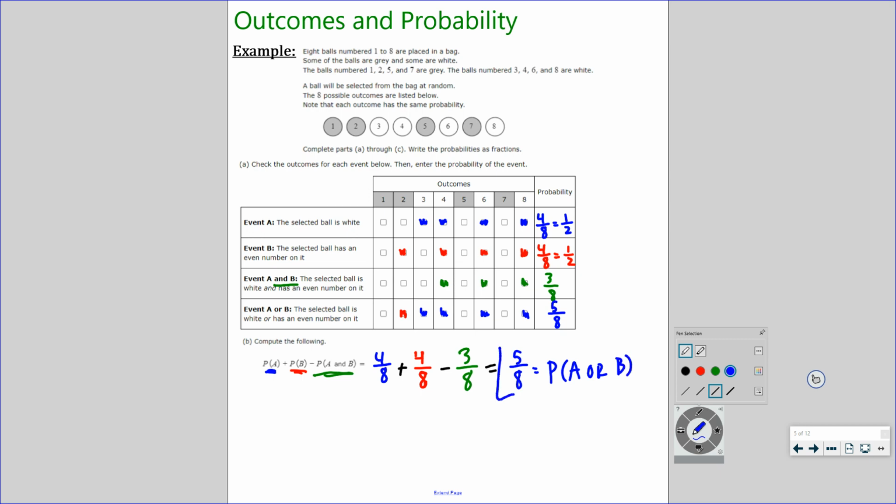Yes. Okay, so just a couple examples. I don't really want to call them proofs, but just to show you how the addition formula is calculated and why we have to subtract that out, because we essentially double counted those outcomes. Got it? Okay.